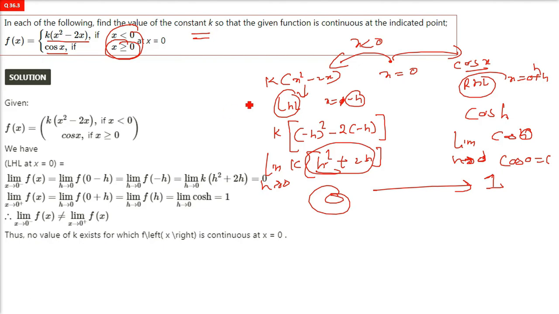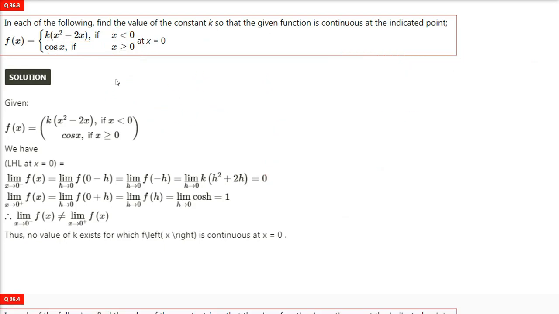If you try applying the direct limit here, you won't get the answer. That's why it has to be done like this.